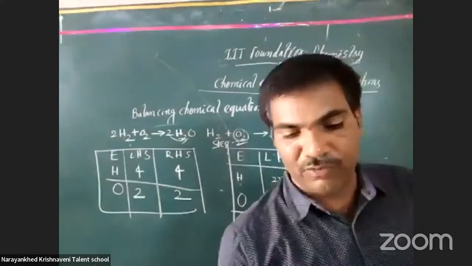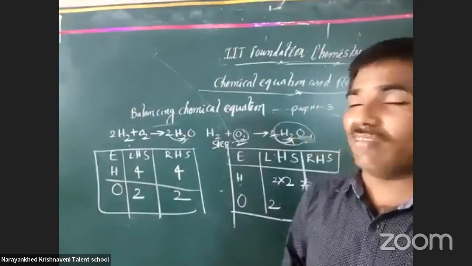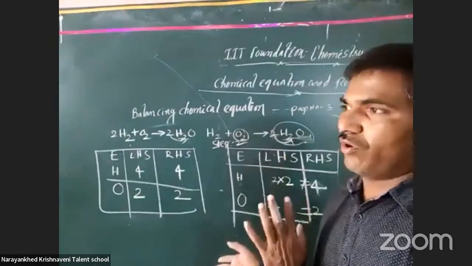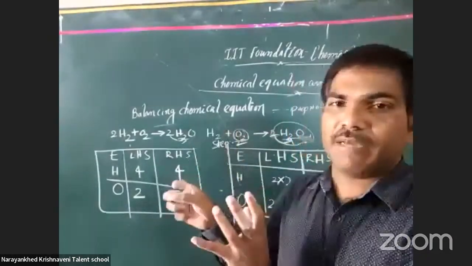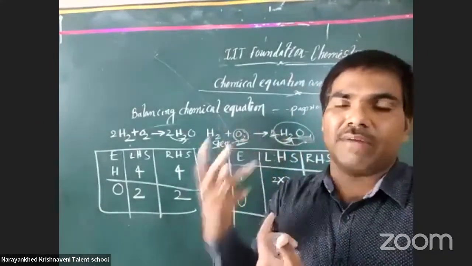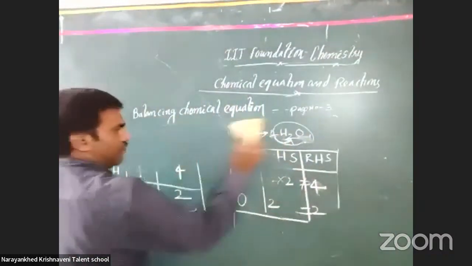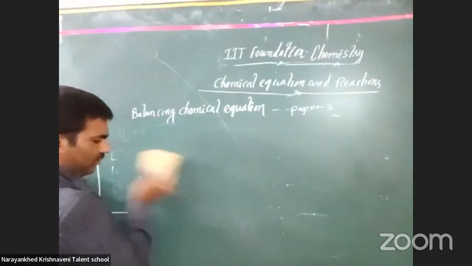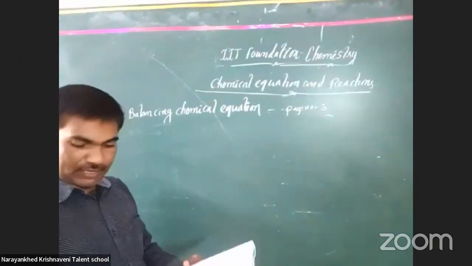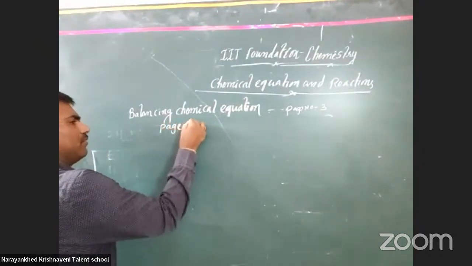A number of examples are there in our textbook. If possible, you do it. In an examination also, you don't need to draw these tables. When you observe a chemical equation, you automatically get it, like when we do mathematical operations in our mind. In our textbook, on how to balance an equation, they have given something. Page number 11, check it once.